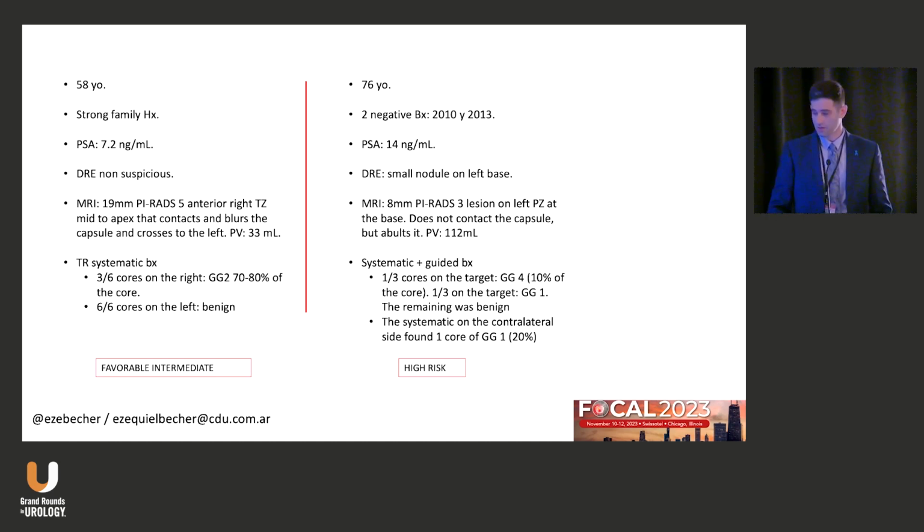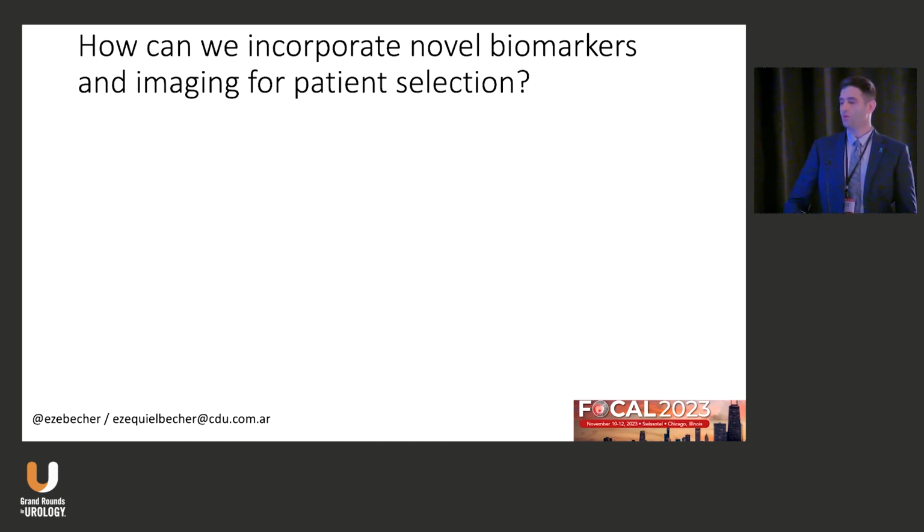a favorable intermediate because they don't use the MRI, they use family history, the risk stratification tools do not use any other biomarkers, and they use DRE as the only grading. And the second man, because of the Gleason 8 found on the target, will be stratified as a high-risk patient. So how can we incorporate novel biomarkers and imaging for patient selection?